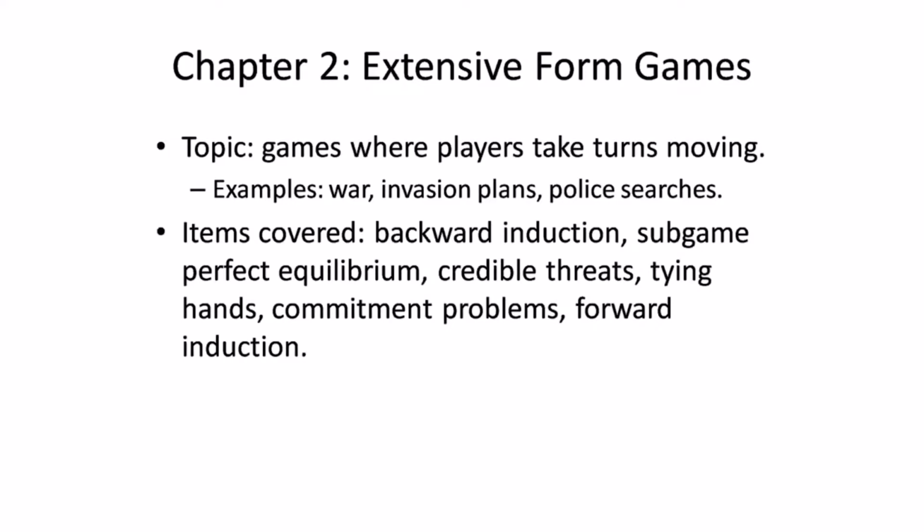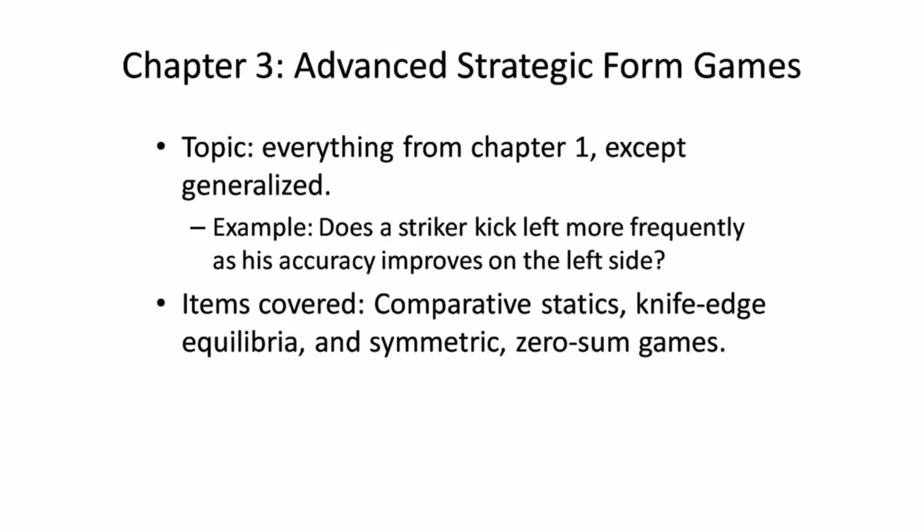And the items we'll cover in this chapter are backward induction, subgame perfect equilibrium, credible threats, tying hands, commitment problems, and forward induction. Again, I don't expect you to know any of that coming into this, but by the end of chapter 2, you will have those things down. Now, the last chapter, we'll talk about advanced strategic form games. So this is essentially what we covered in chapter 1, except we're going to generalize it. So this allows us to ask really important questions like, does a striker kick left more frequently when he's kicking a penalty kick in soccer, as his accuracy to the left side improves? And in this chapter, we'll be talking about comparative statics, which is really the heart and soul of game theory, knife-edge equilibria, and symmetric zero-sum games.